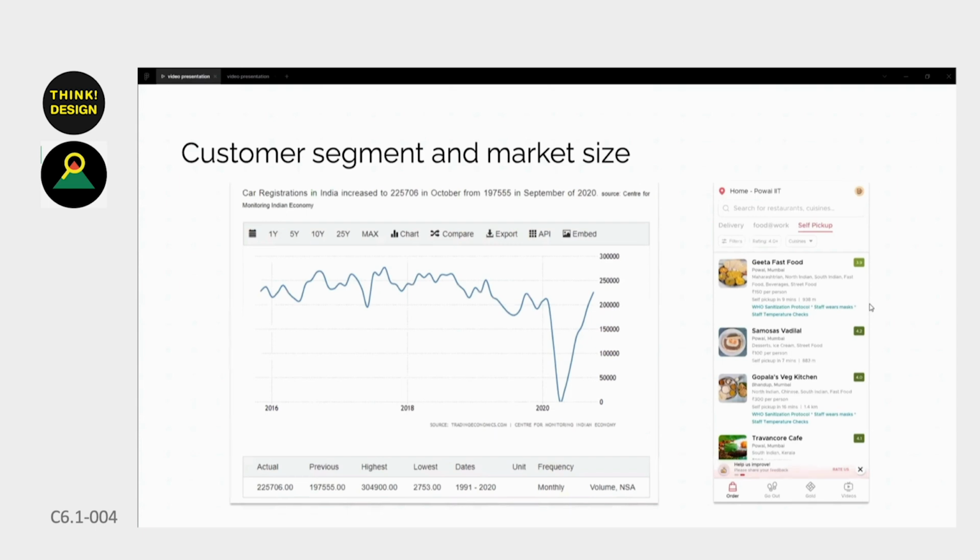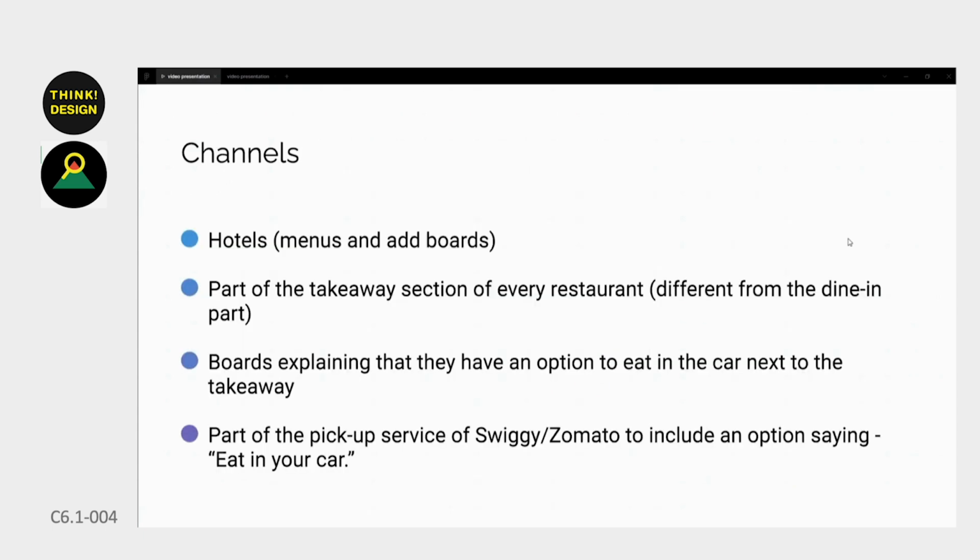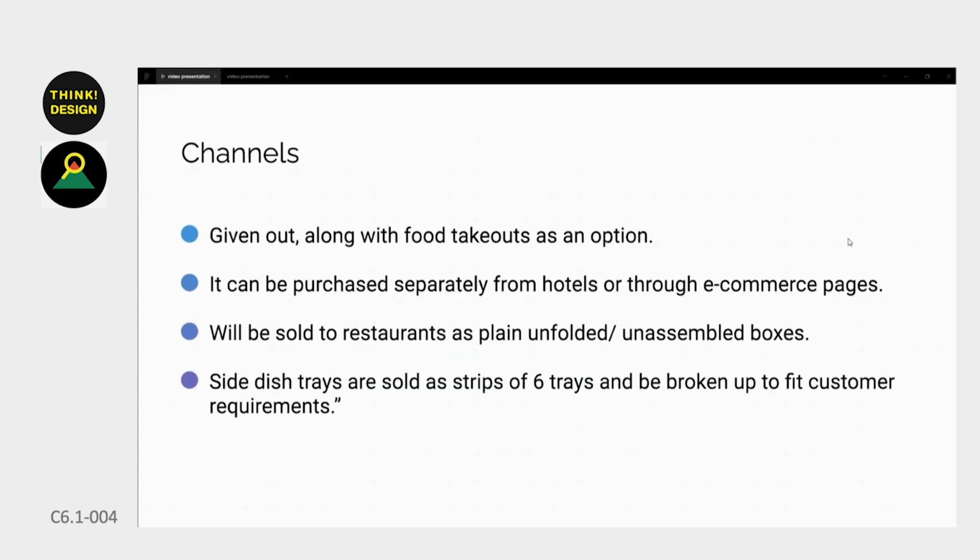Services like Zomato have even introduced a self-pickup section for ordering food, which you can pick up en route. The box will be marketed through hotels on their menu and ad boards, and users can choose to get the food in the lab crate during takeout for a small package charge. We are also considering selling the boxes online or through retail stores for users to directly buy and pack food for their trips.